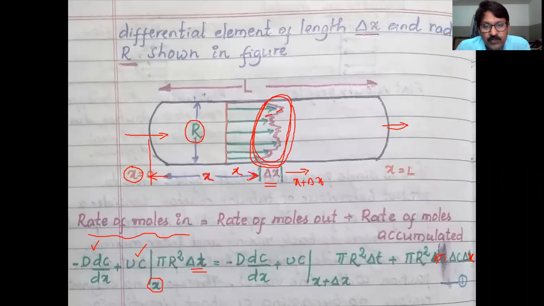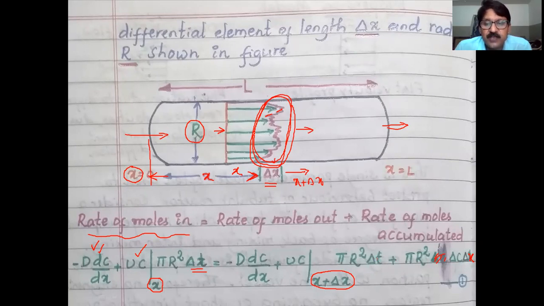Definitely this x should go in, and something comes out through this, so we are accounting for this diffusion at x plus delta x. The material movement is always Fick's law of diffusion plus convective flow, so minus D dC by dx plus UC. Here it is at x, and at the outlet it is at x plus delta x. We are not taking the entire account, only how much material is entering and how much is leaving: in is equal to out. So pi r square delta t.